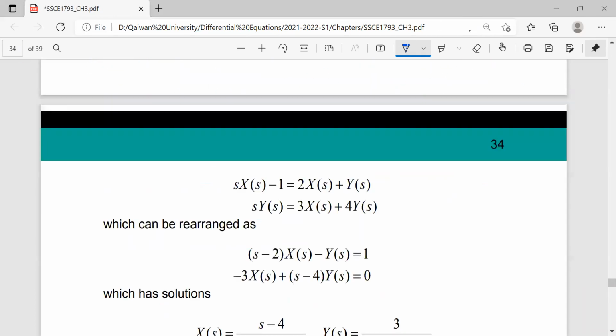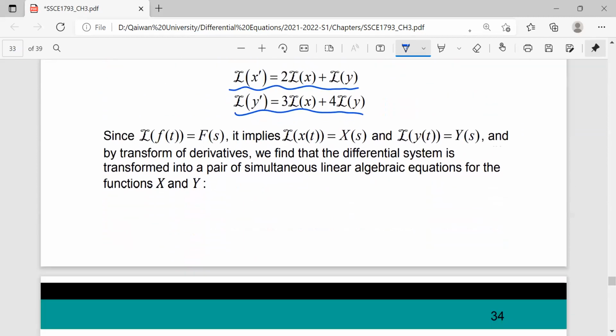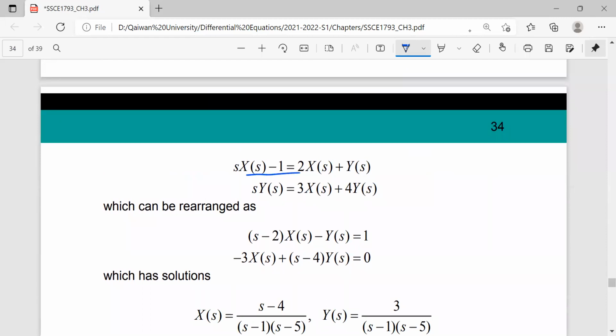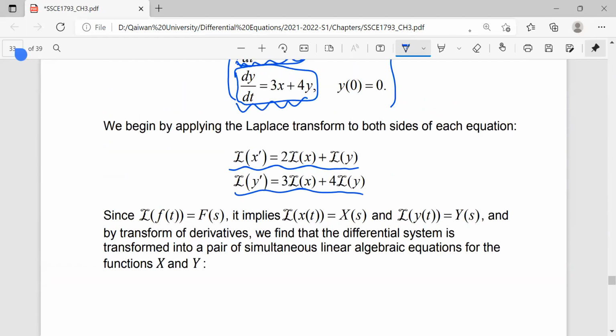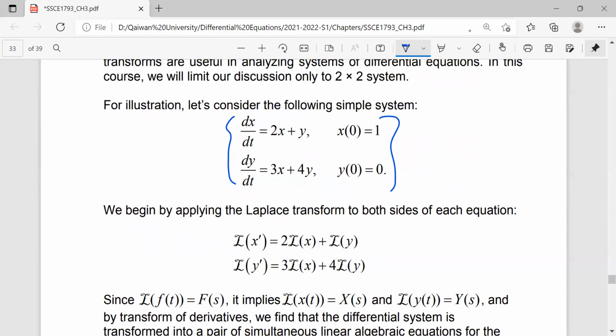Okay. In solving the system of differential equations, we take the Laplace transform of each differential equation. After taking the Laplace transforms, we get this. Here we have these two differential equations. The Laplace transform for the first one: this is dx by dt, that's x prime, and dy by dt is y prime. Here we have the Laplace transform of x prime equals the Laplace transform of the right hand side. In the right hand side, you have two terms. We take the Laplace transform of each term, the Laplace transform of x and of y.